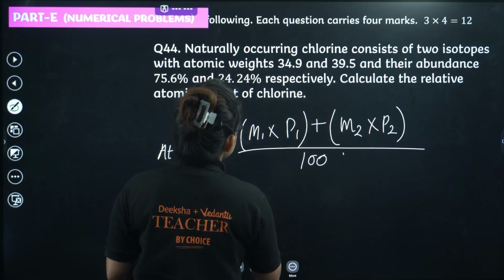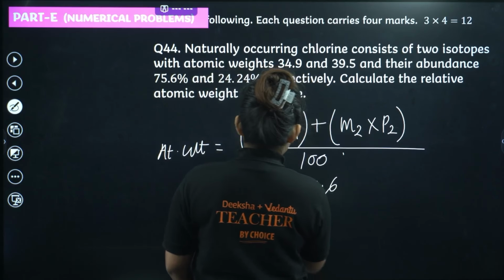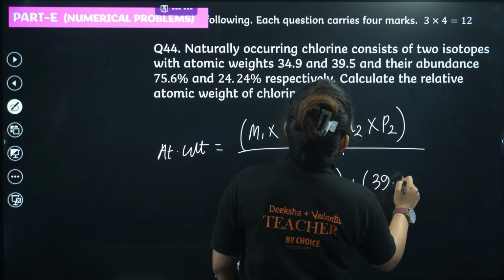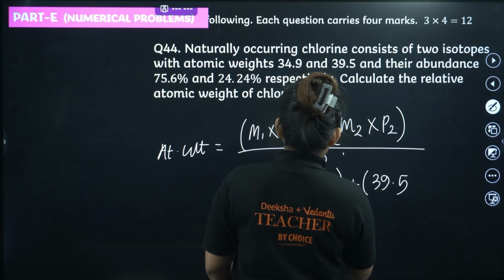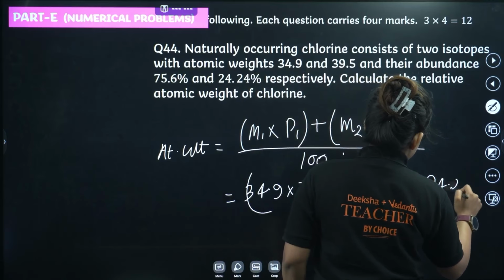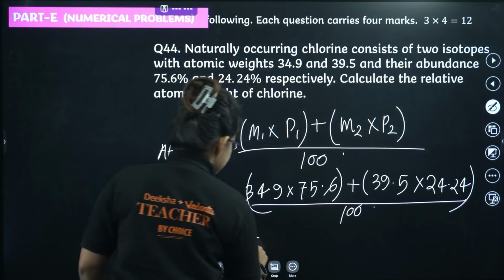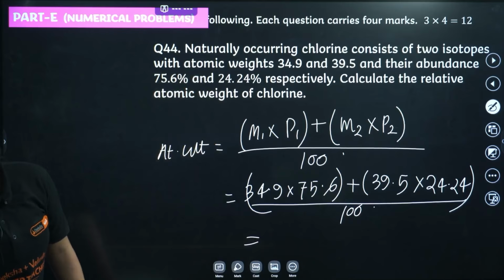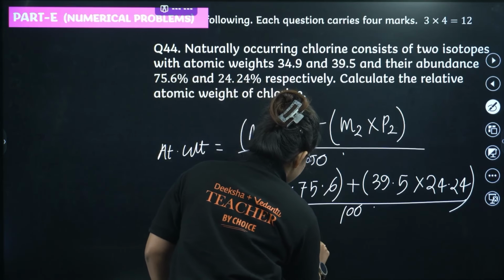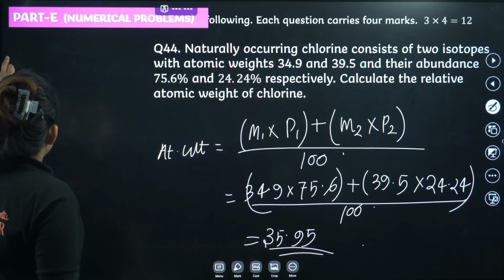So the first one is 34.9 into 75.6, right, plus 39.5 into 24.24, divided by 100. Okay, if you just calculate this, it will come up to be something like 35.95. That is the relative atomic weight. Okay, I guess it's clear. Let's proceed further.